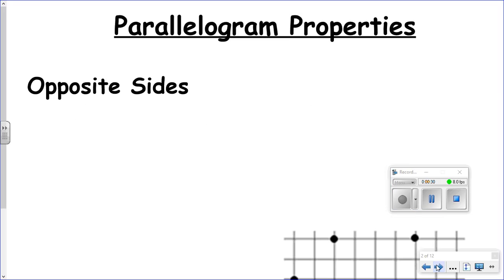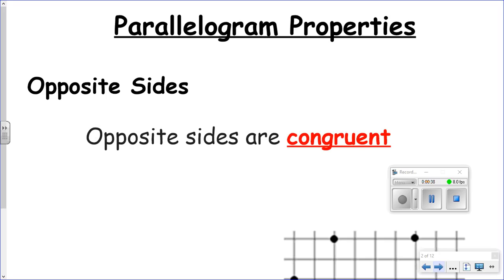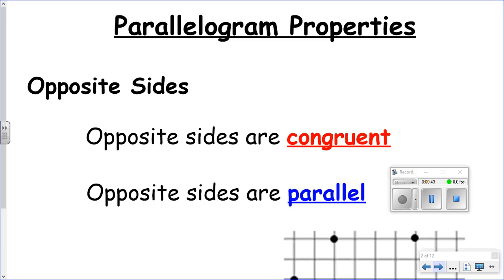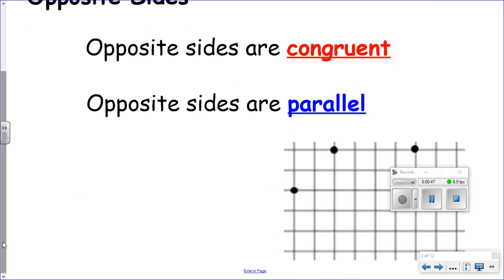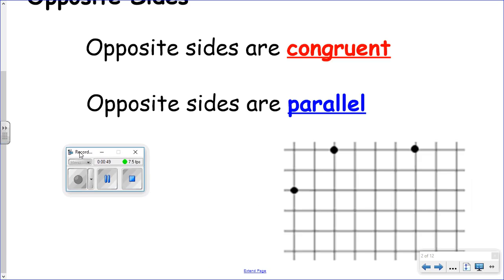So today we're just going to talk about parallelograms and their properties. The first one, let's talk about the opposite sides. What kind of properties do they have? They have that opposite sides are congruent. They also have that the opposite sides are parallel to each other. Okay.